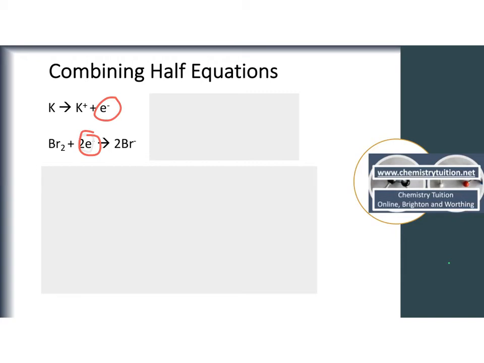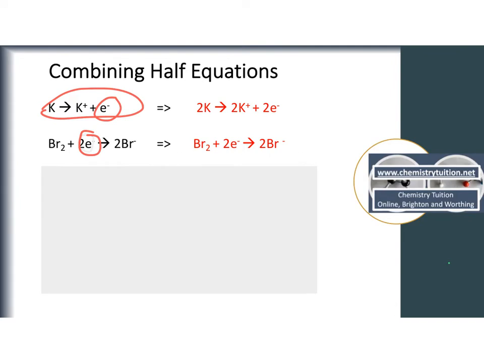So in order for that to balance, I need to times this potassium equation by 2. So let's do that. We times it by 2, and those are the two equations that I have. Now I've got those, I can add them together. And in order to add them together, it's quite straightforward. And if you've done simultaneous equations in maths, you'll be familiar with this.